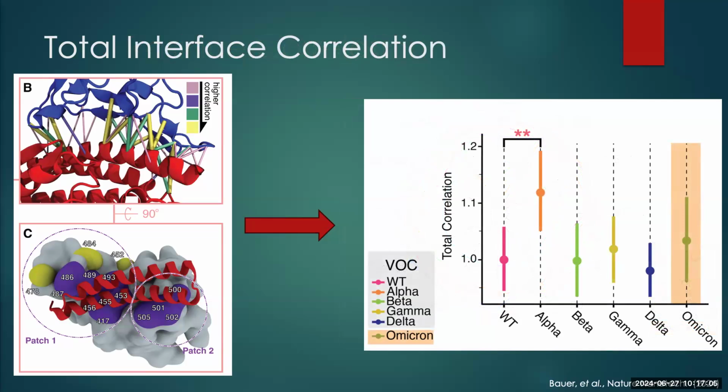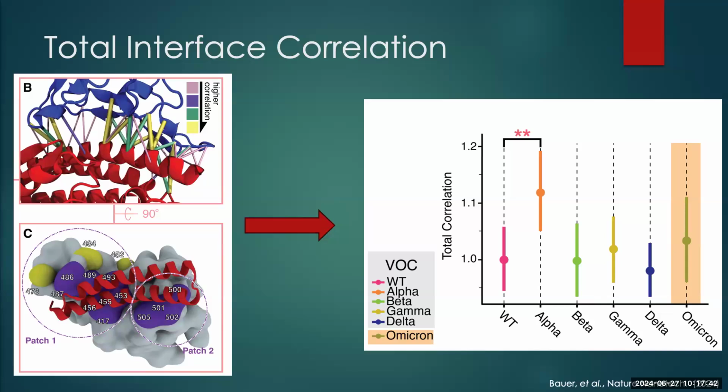We can look at all the correlations between all contacts in the ACE2, between the ACE2 and the RBD. And we can add them all together to calculate something we call a total correlation, which is the sum of all of those individual correlations across the interface. If we normalize everything by the wild type, making that the total correlation 1, we can compare the other variants of concern. And at least computationally, we saw that the alpha variant had a significantly higher correlation across the interface.